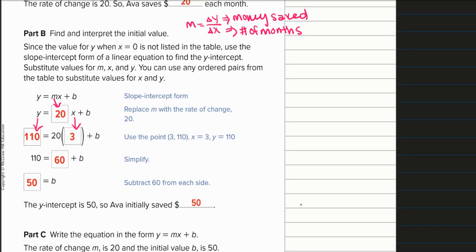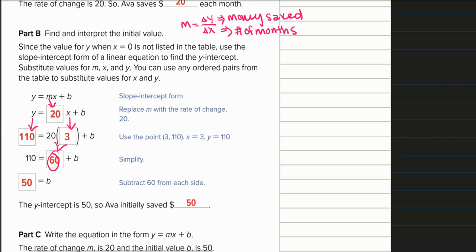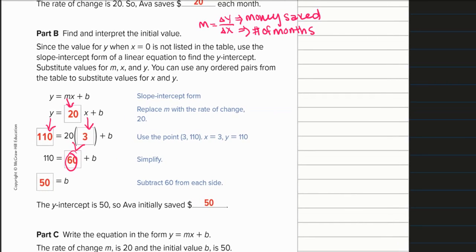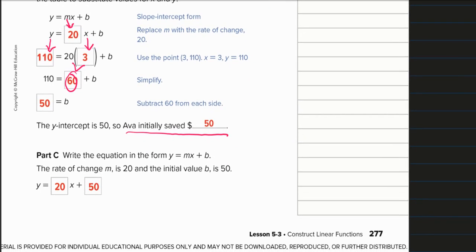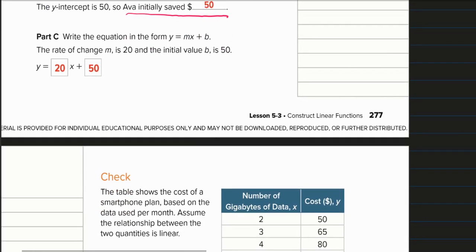So we have 110 equals 60 plus b, because 20 times 3 gives us 60. Then we're going to subtract 60 from both sides. We end up with a b on our right-hand side and a 50 on our left-hand side. So that tells us that Ava initially saved $50. Lastly, we have y equals 20x plus 50, because we're plugging in our m and our b value. Go ahead and try this check.